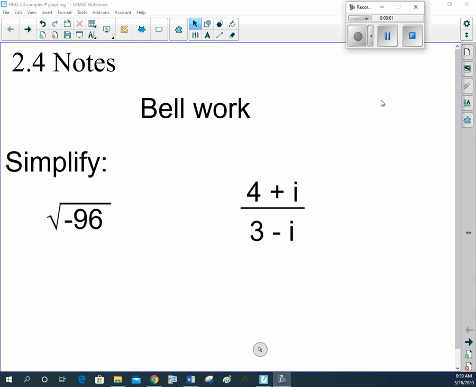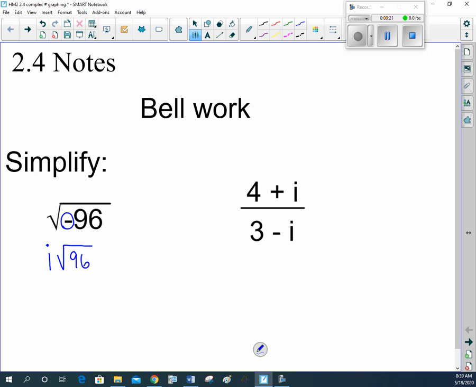Okay, to start off with our bell work, we're going to go ahead and reduce these complex numbers. So this one is just a negative number under a square root symbol. So remember, we always take care of this negative sign first. So that's going to come out, because remember, by definition, square root of negative 1 is i, so that's going to be i square root of 96.